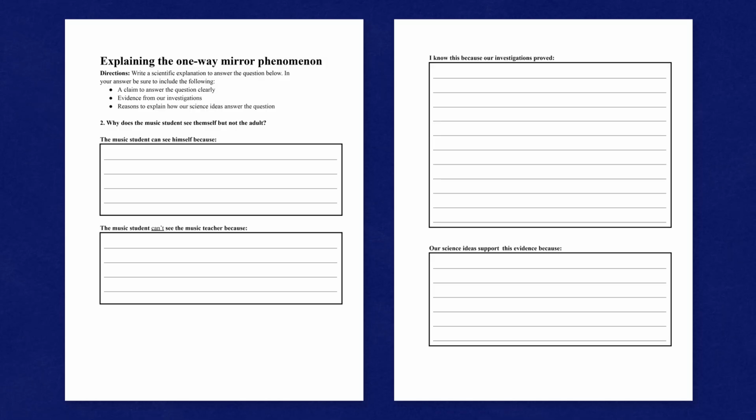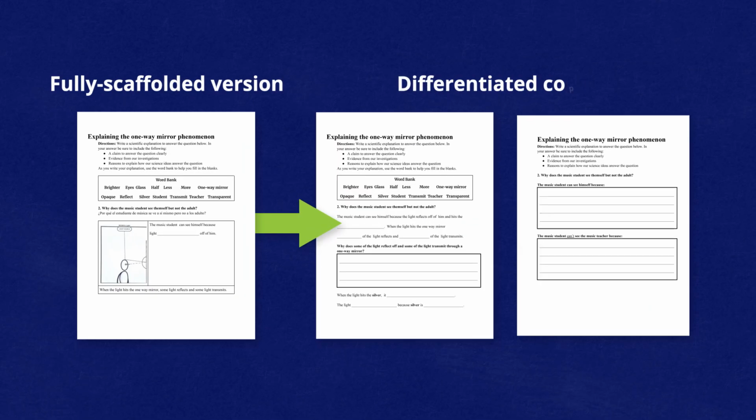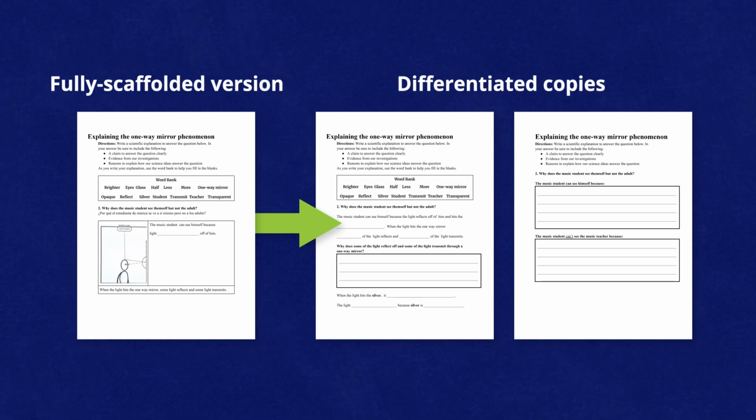the least scaffolded version. So we started with the fully scaffolded version, then we removed supports to create differentiated copies of the same task, scaling back supports as needed. This way, the integrity of the sense-making stays intact, and students get exactly what they need to access the task and express their thinking. But there's something important to watch out for.